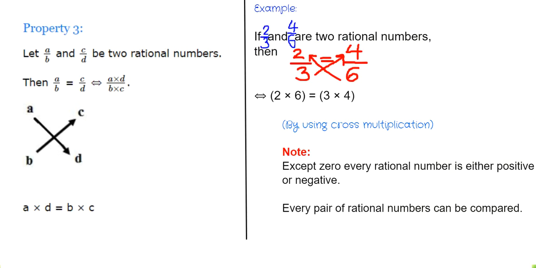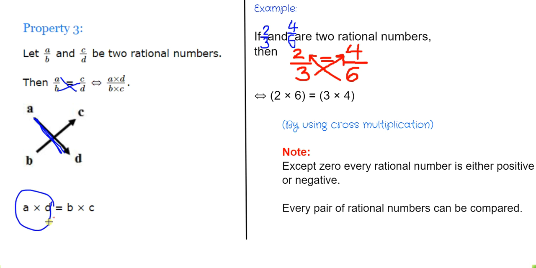It says, let a upon b and c upon d be two rational numbers. Then, if I am given that a upon b is equal to c upon d, which basically means a upon b is equivalent to c upon d, then I can write it as a into d equals b into c. Here I can use the method called the cross multiplication method. So here I have multiplied a by d and b by c. This property of rational numbers can be used to find out whether my given rational numbers are equivalent or not.